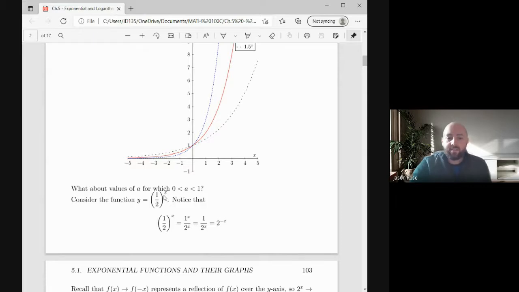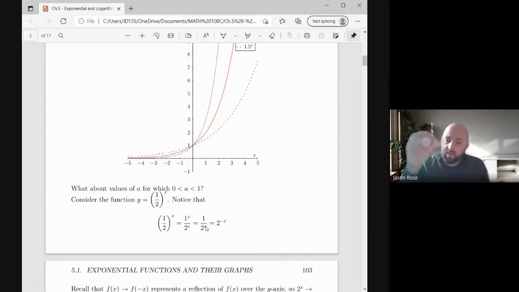Well, this is going to be a little strange looking once you see it. But one thing that you can notice to help you understand why this happens is that you can look at a half to the power of x as 1 over 2 to the power of x by distributing that power of x onto the top and onto the bottom.